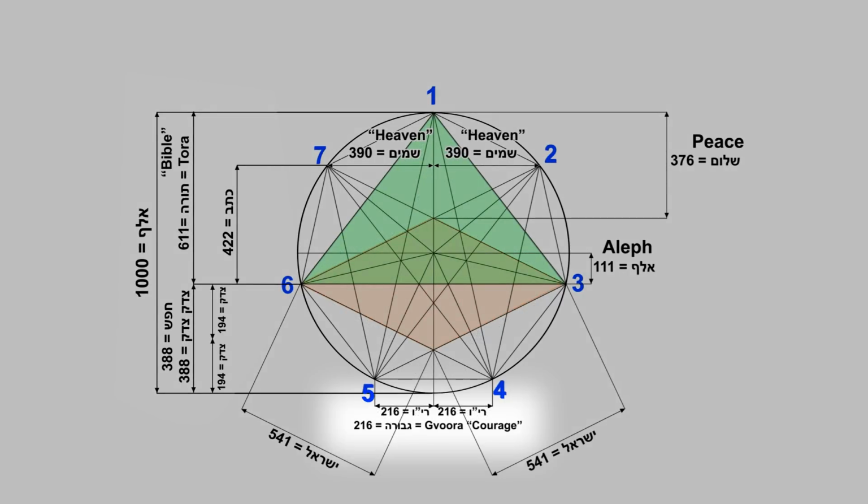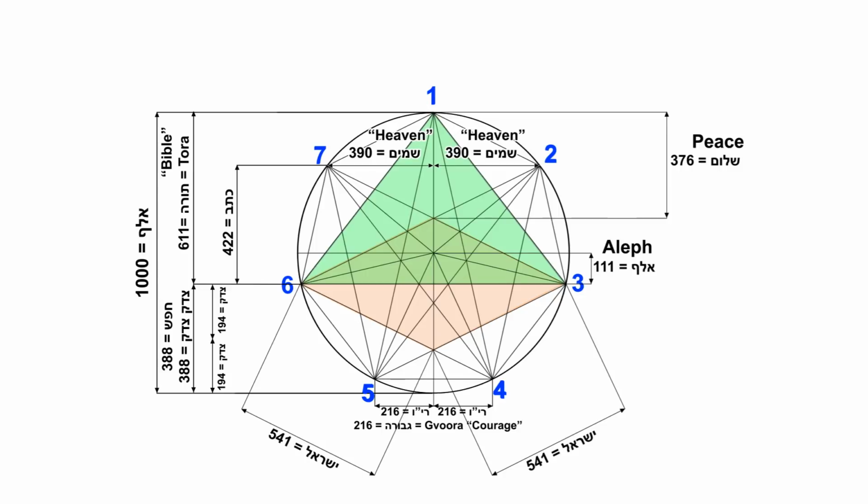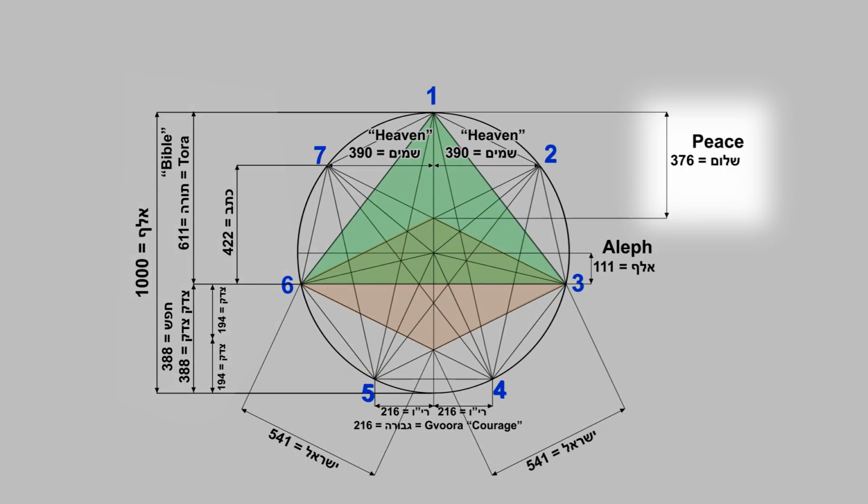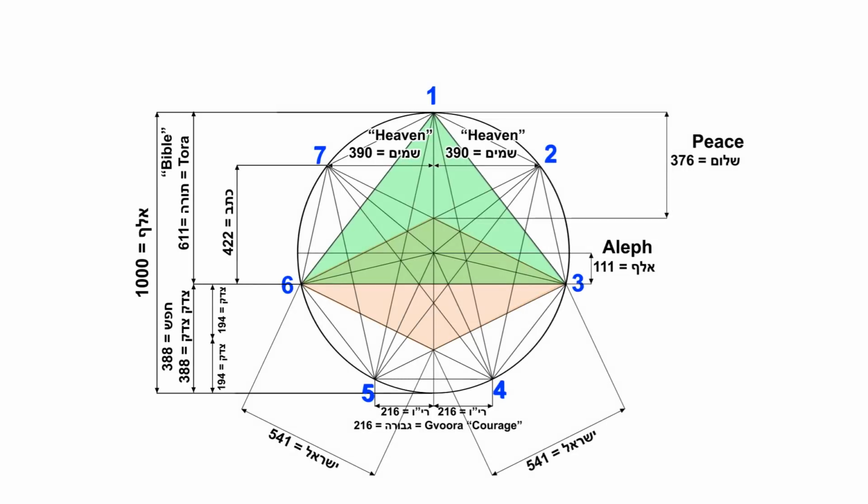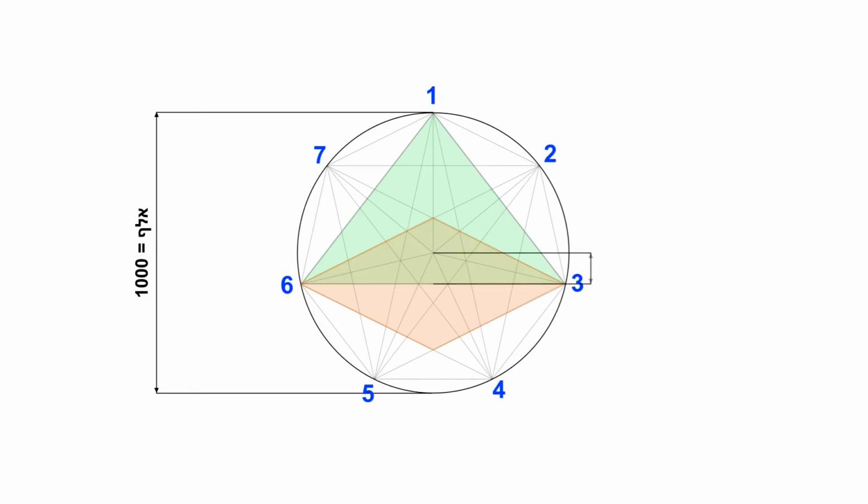Israel, 541, is accompanied by courage, 216, intelligence, 67, Shalom, peace, 376, heaven, 390, Torah, 611, freedom, 388, and by the letter Aleph, 111, which points to language, and 1000 points at mathematics, based on the decimal system. This is the message in a nutshell.